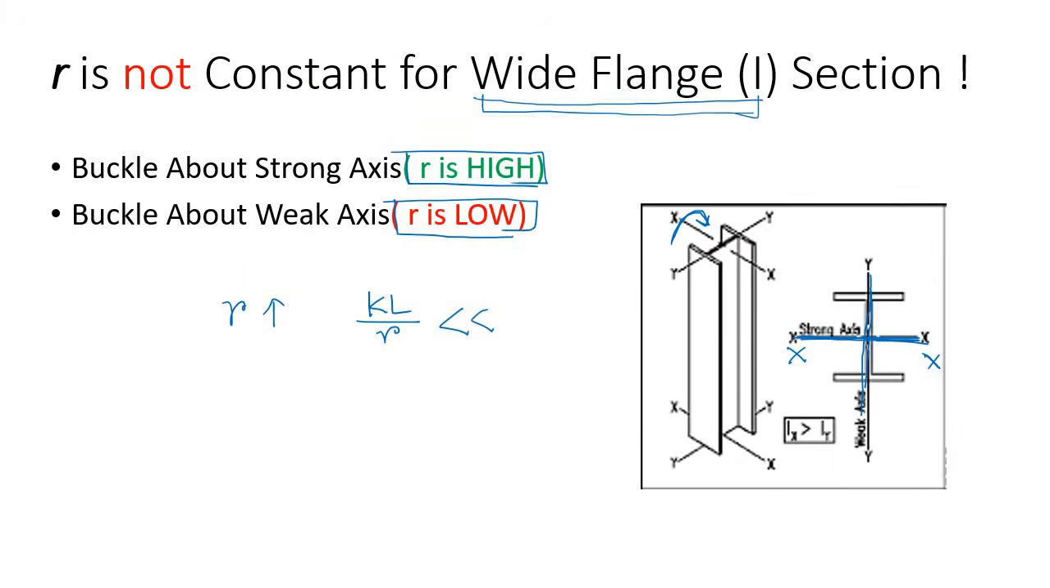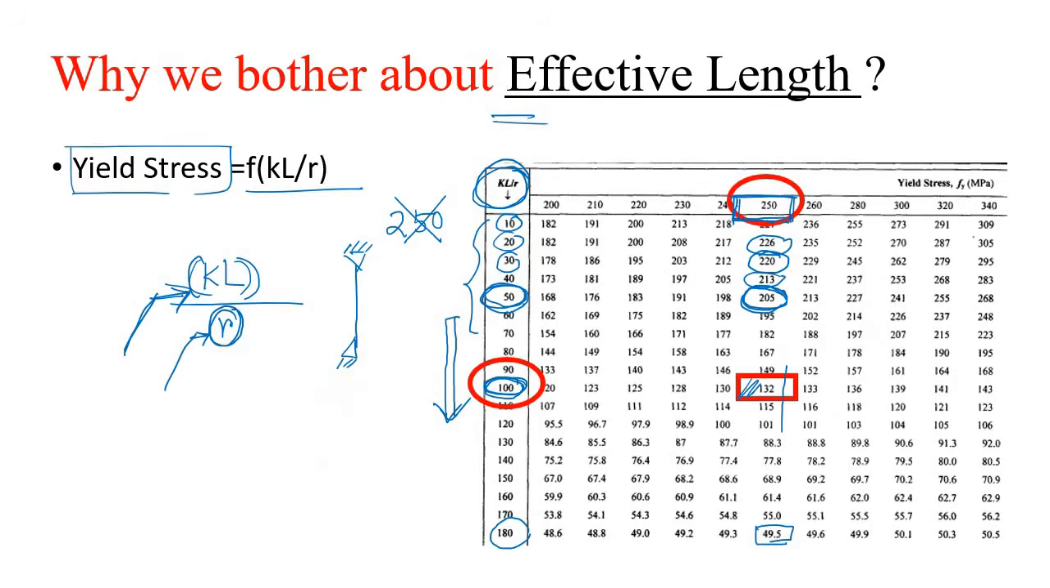But if the column buckles about this minor axis or the weak axis or about the y axis, in that case the radius of gyration is low. And for the same effective length, as the R is low, now the slenderness ratio is higher, right? And here you can see, as the slenderness ratio is higher, your yield stress is very much low, correct?